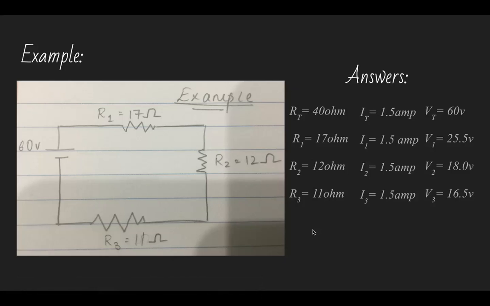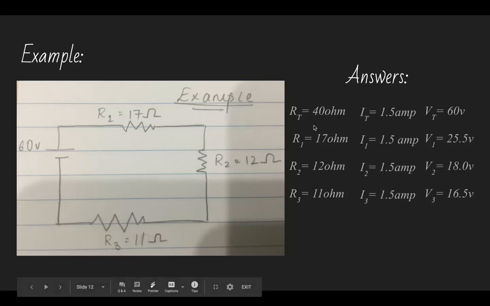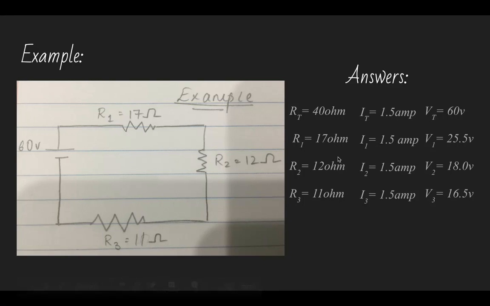Now finally, I like laying them all out this way so that you can put all of the answers together and it's easier to check. 17 plus 12 plus 11 equals 40 ohms, current stays the same, and 25.5 plus 18 plus 16.5 equals 60. Therefore, you have your circuit.